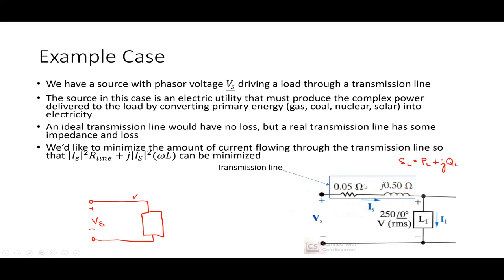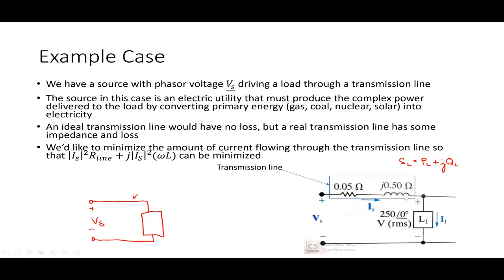They naturally do. Okay? Now the source in these sorts of problems is the electric utility. And that electric utility needs to produce the complex power that is required by this load. And I say the complex power required by this load because it has to produce both the P and the Q to be able to do that. And that complex power basically comes from converting the primary energy that the utility buys into electricity. So that primary energy means either natural gas or coal or nuclear or solar, right?